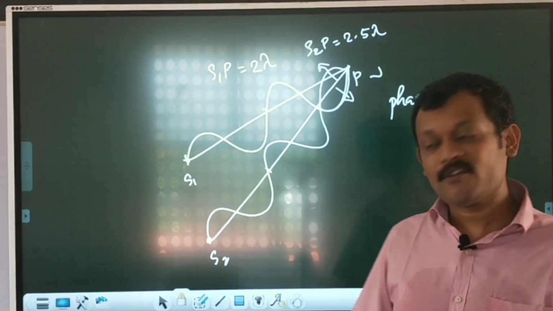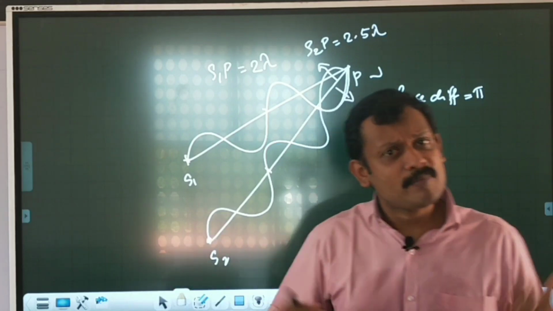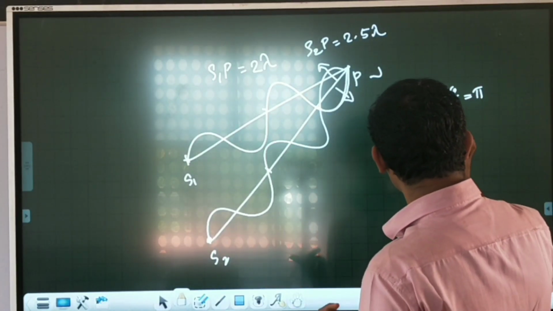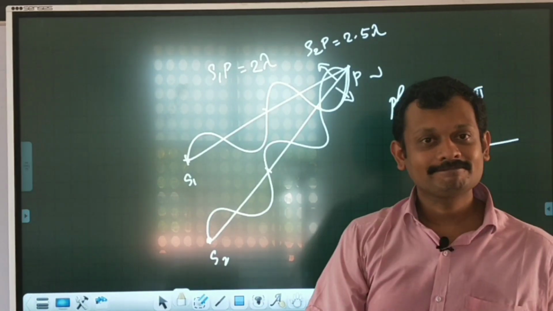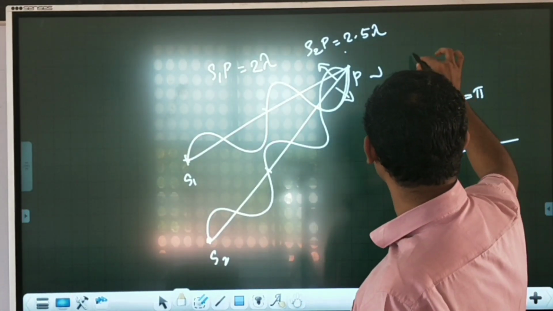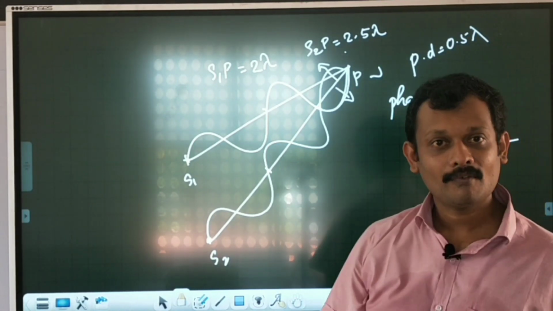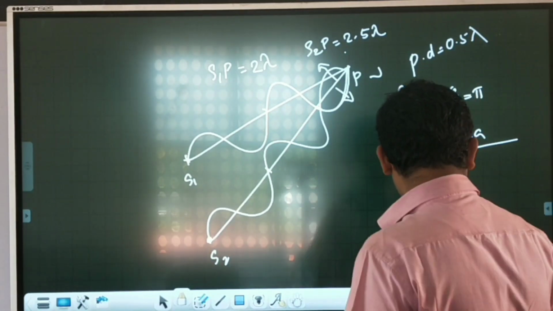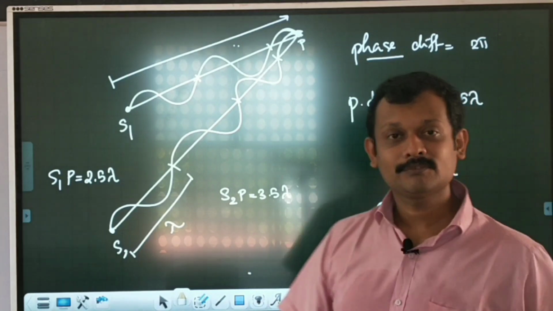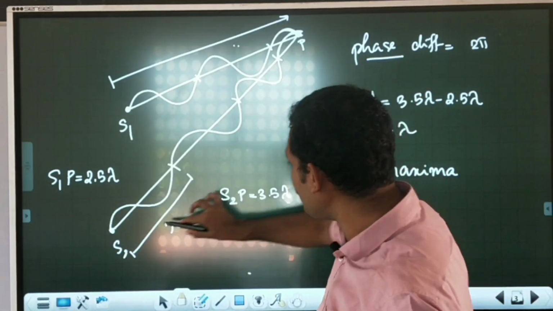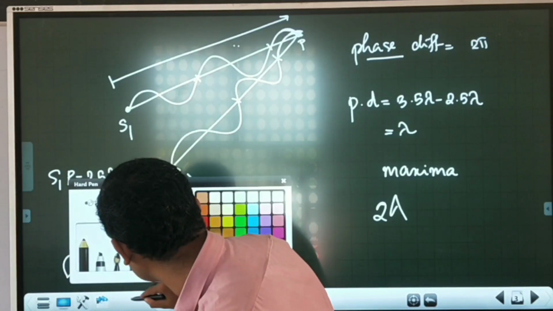When the crest of one wave superimposes the trough of the second wave, are you going to get a maximum or minimum? No, it's a straightforward answer. The answer is going to be a minimum. So here the path difference is equal to 0.5 lambda. You are going to get a minimum. Here the path difference is lambda, you get a maximum. Suppose the path difference is 2 lambda. If I make one more wave, I am adding, such that I am taking S1 to this point.